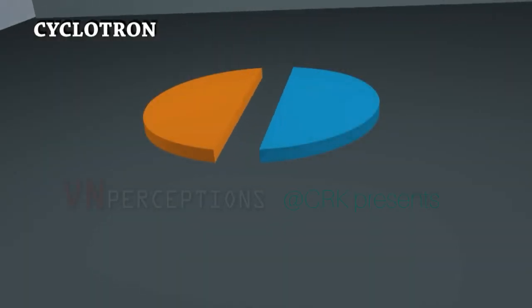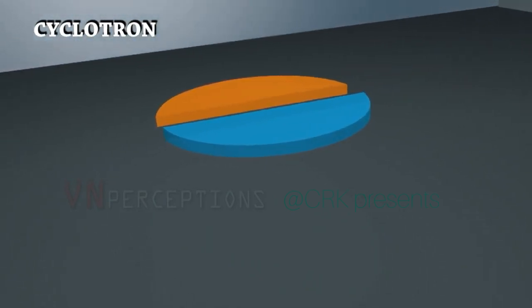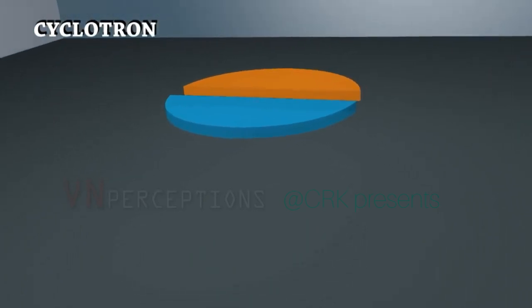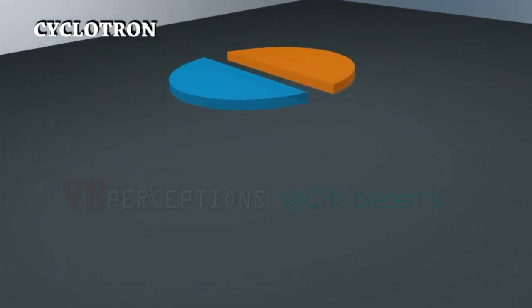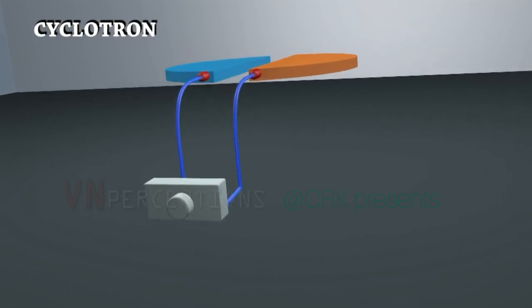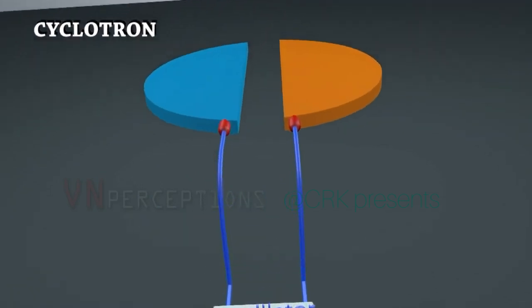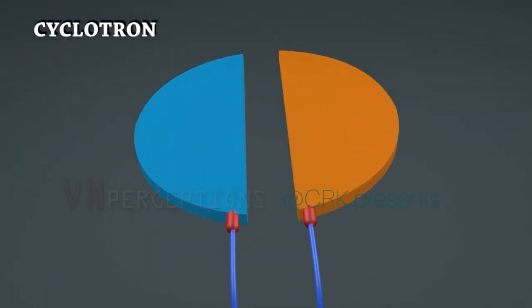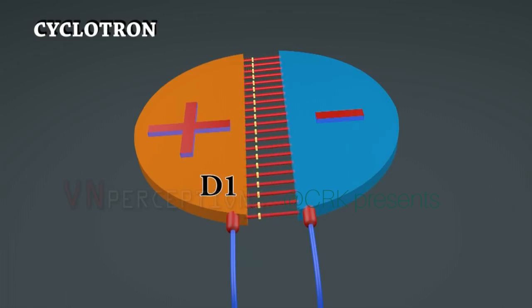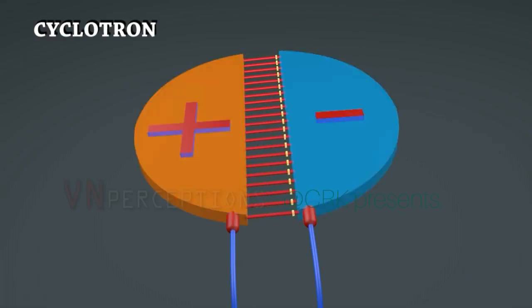Two hollow half cylinders made of highly conductive metal, known as Ds, are so placed that the straight edges face each other with a small gap between them. Now these two Ds are connected to two terminals of an alternating voltage source, an oscillator. It would help in changing polarity. If D1 is at positive potential, then D2 will be at the exact opposite, that is negative potential, at the same time. In this way, they would be oscillating and an electric field would be created between them.